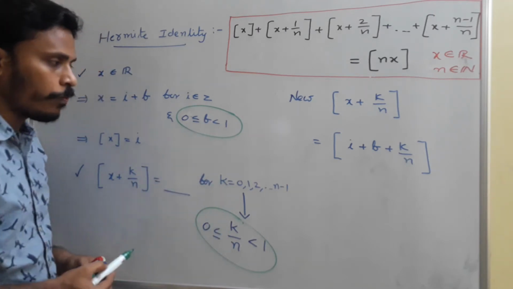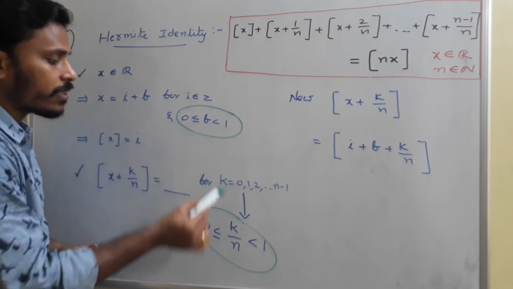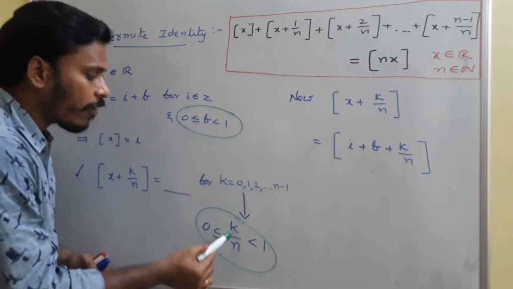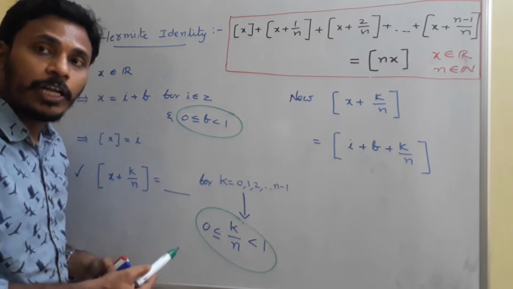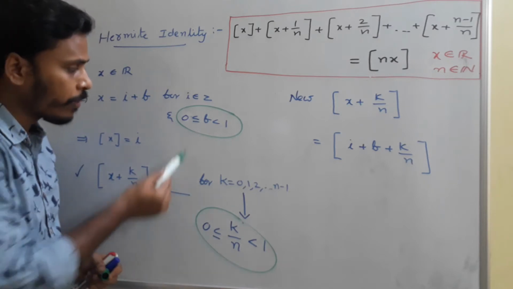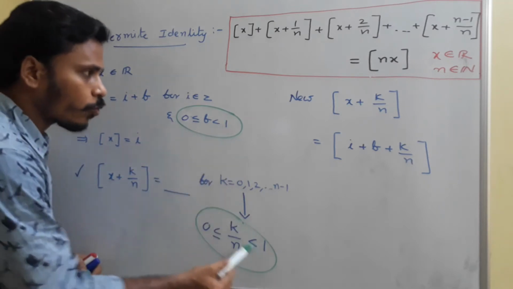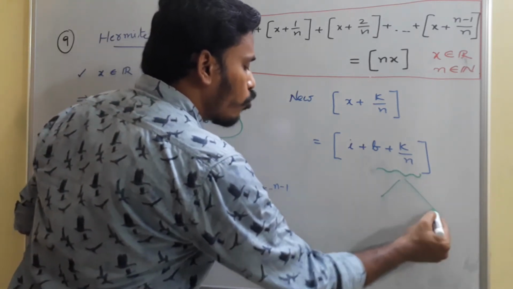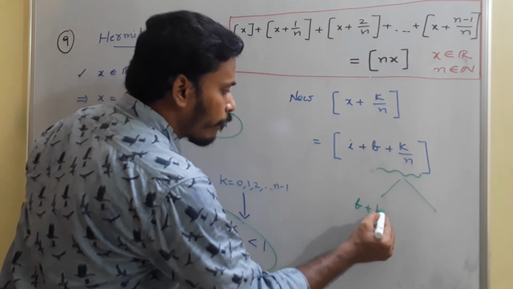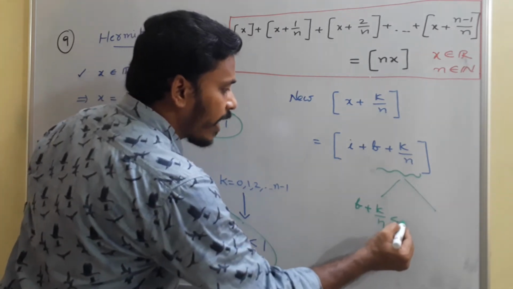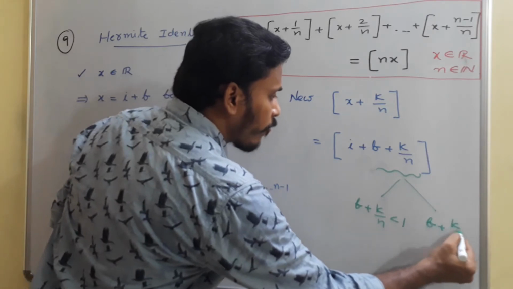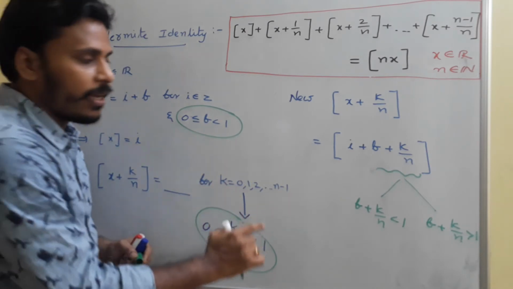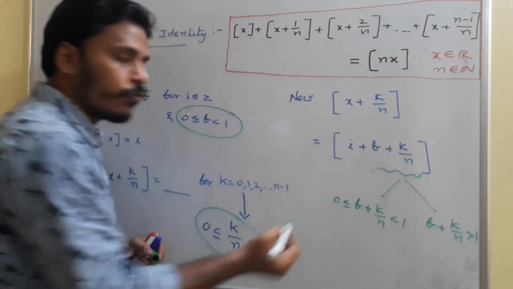If you add these two, f plus k by n is a number between 0 and 2. That means if you add this f plus k by n, we don't know whether the value is less than 1 or greater than 1, because 0 plus 0 is 0, 1 plus 1 is 2. So if you think about this f plus k by n, we have two possibilities. In one case, f plus k by n value is less than 1. In the other case, this f plus k by n value is greater than or equal to 1. And particularly, in the first case, f plus k by n value is in between 0 and 1.